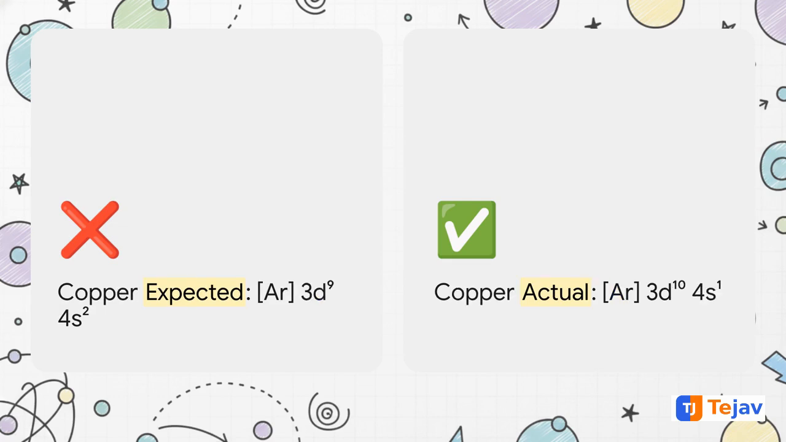And copper pulls the exact same stunt, but for a completely filled subshell. Its atomic number is 29. You'd expect 3d9 4s2, right? But a fully packed d10 subshell offers so much extra stability that it steals an electron from the 4s. The actual configuration becomes argon 3d10 4s1. If you take away anything for your JEE or NEET prep today, memorize these two exceptions. They show up all the time.